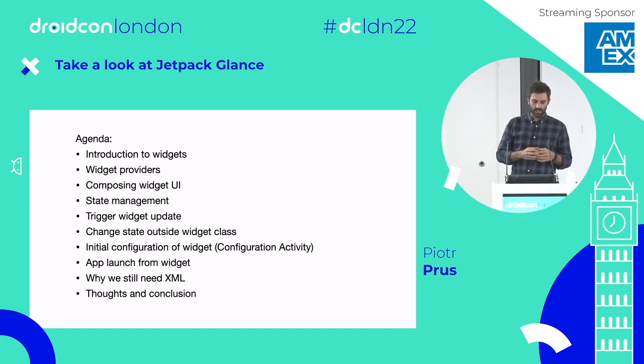Initial configuration, so the configuration activity when you place the widget on the home screen, and then app launch from the widget, why we still need XML, and my thoughts and conclusion on that.